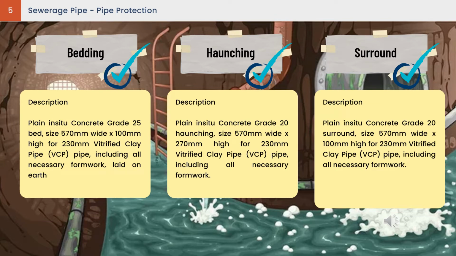So for haunching, plain in situ concrete grade 20 haunching, size 570 mm wide, multiply with 270 mm height for 230 mm VCP pipe, including all necessary formwork. So for concrete surround, plain in situ concrete grade 20 surround, size 570 mm, multiply with 100 mm height for 230 mm VCP pipe, including all necessary formwork.